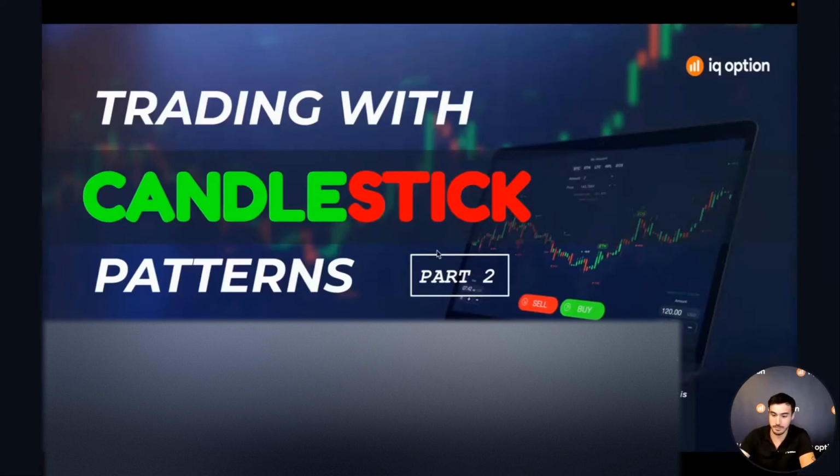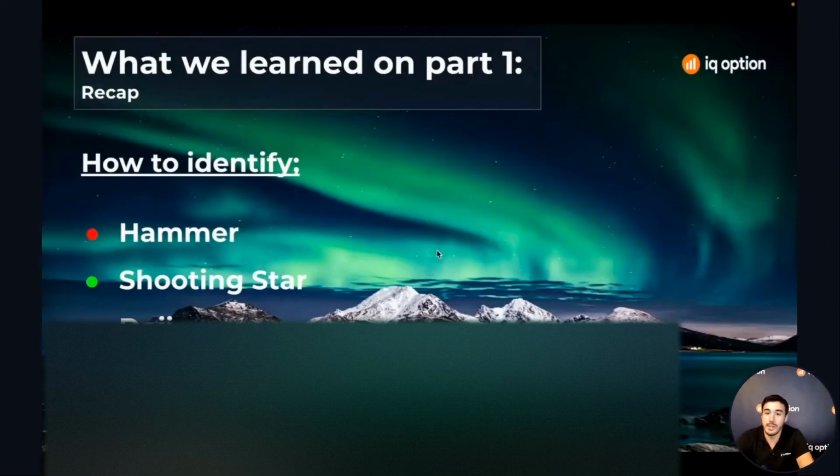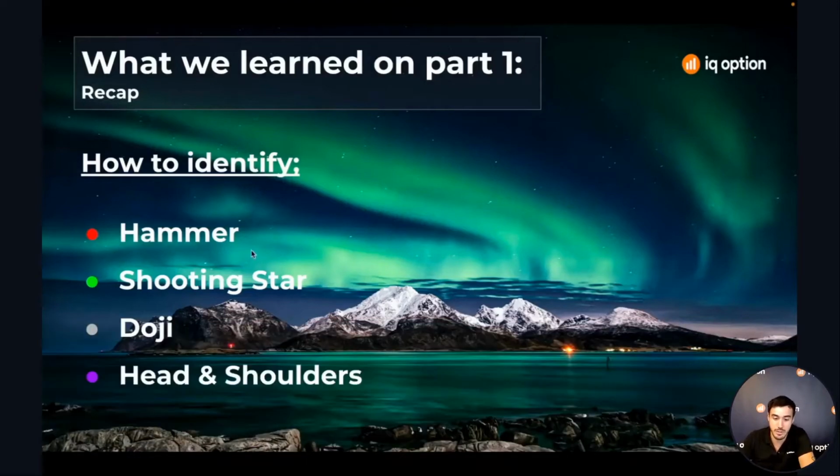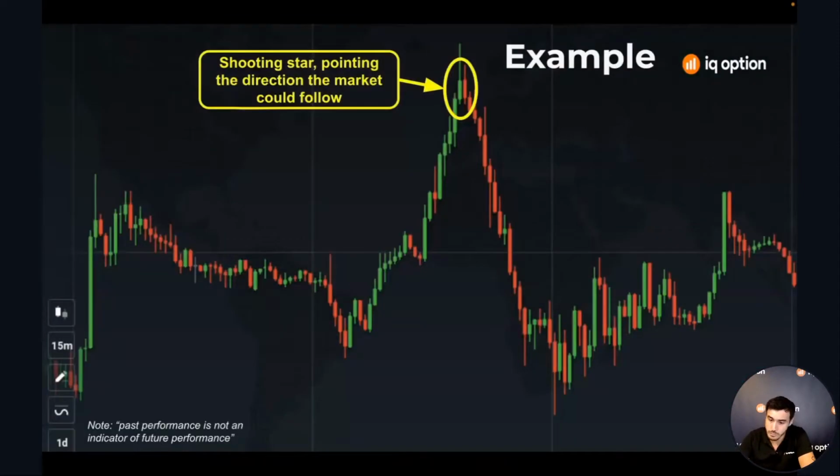Let's start. What we learned in part one, a recap: how to identify hammer, shooting star, doji, and head and shoulders. We will be doing examples of this also live. Hammer, shooting star, doji, head and shoulders, very common, very famous. I'm sure you know some of them already.